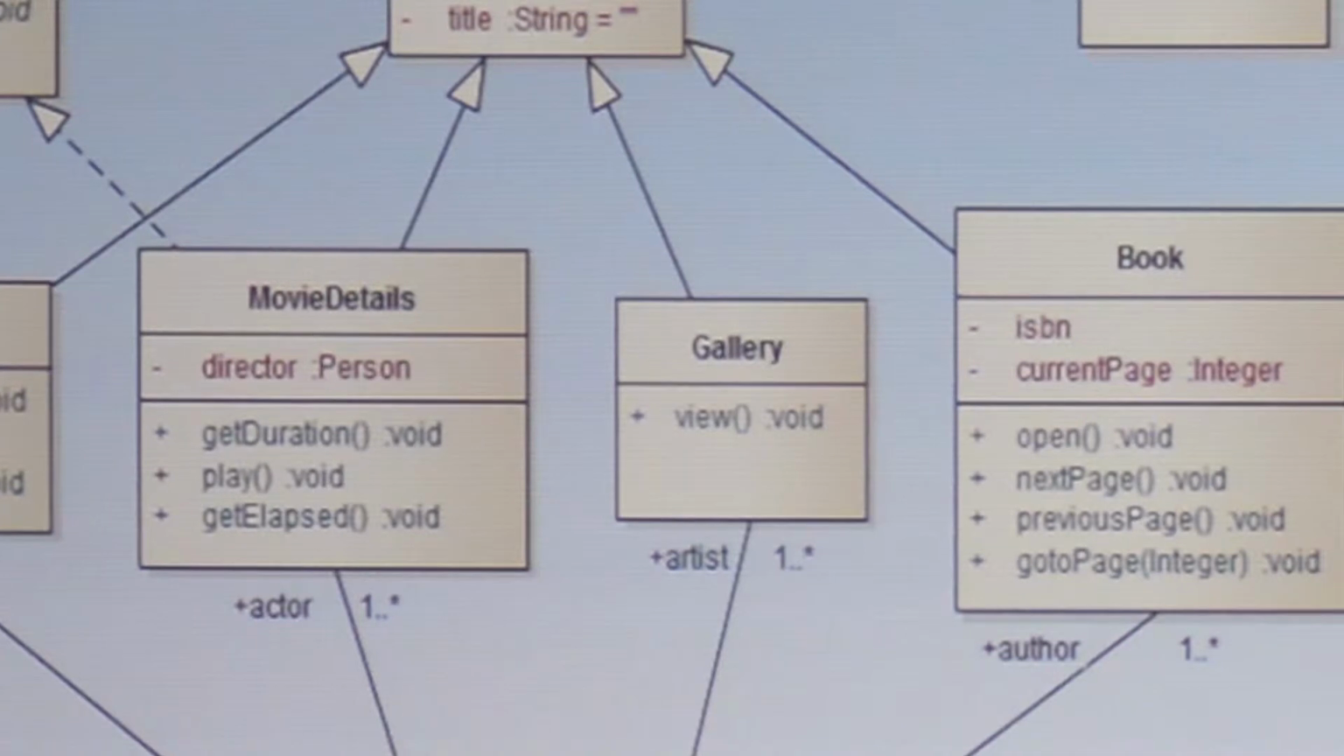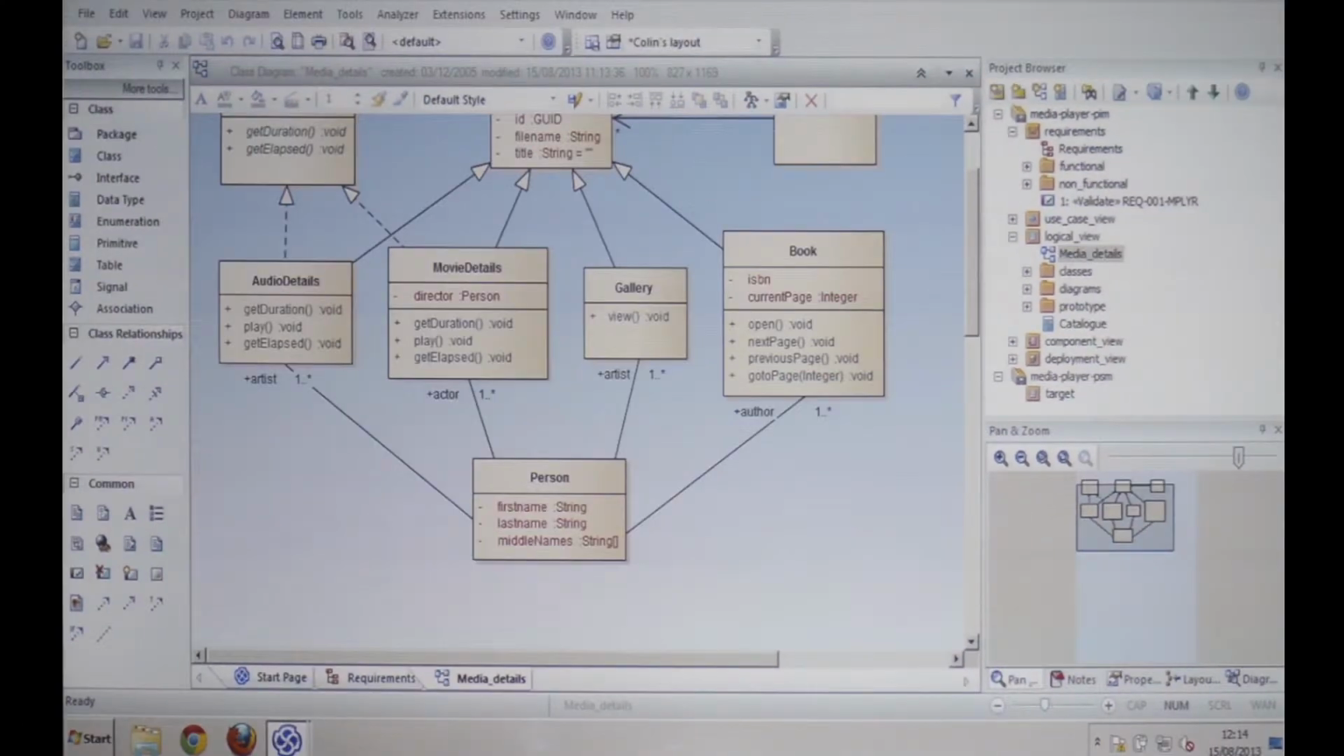And all of these different media items are related to the concept of a person. Obviously, a book has an author, a movie will have actors, right? So all of these things are people with first names, last names, but the role that they play in each of these relationships is different. Okay, so all of that's been modelled as a UML class diagram.